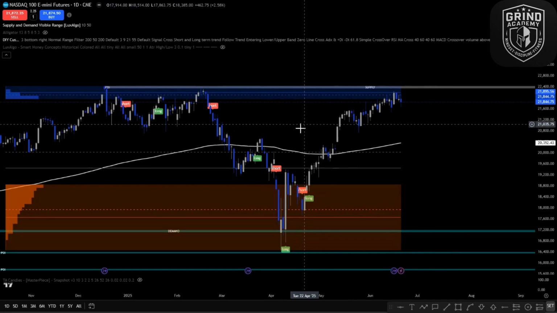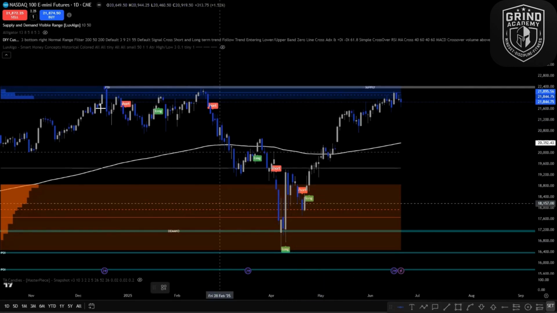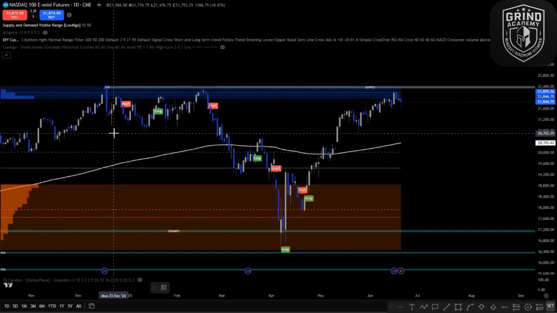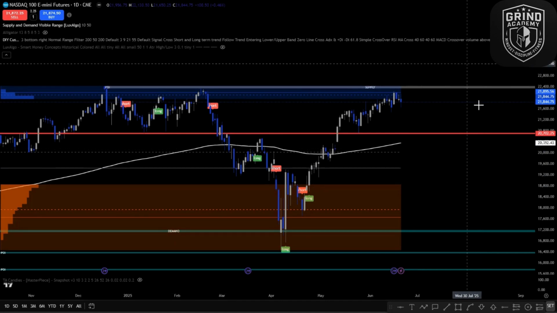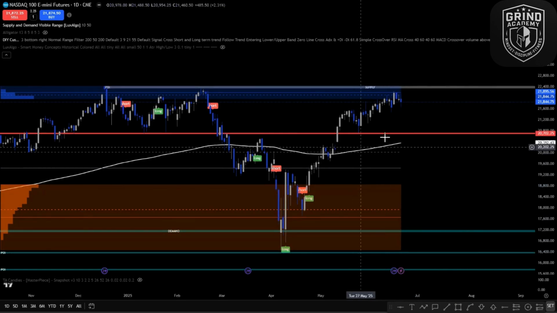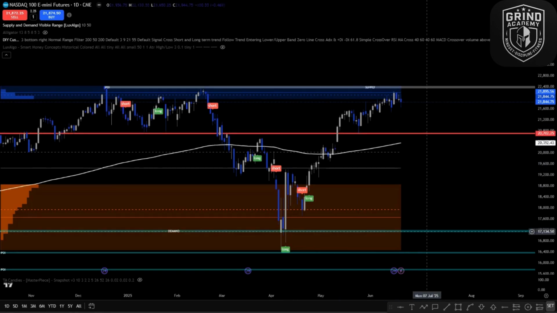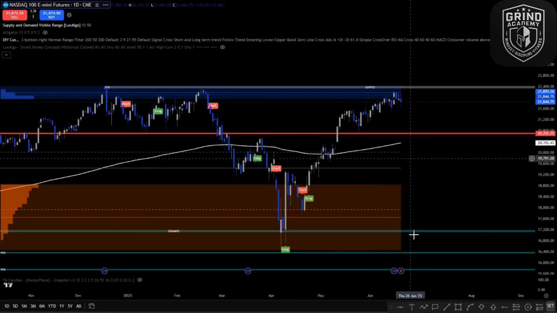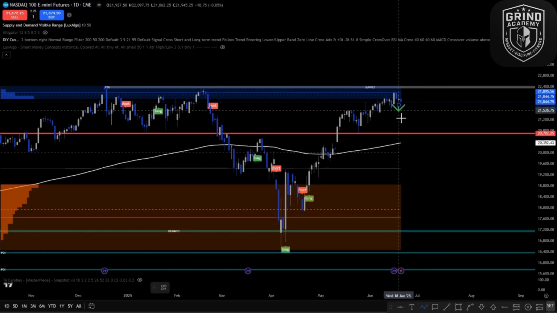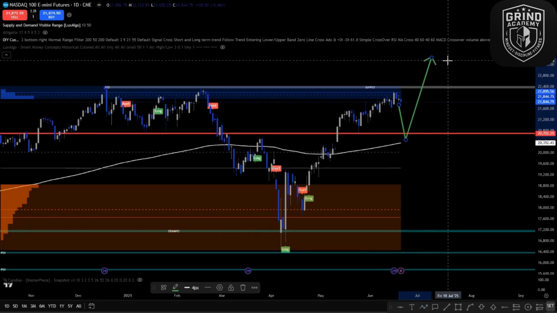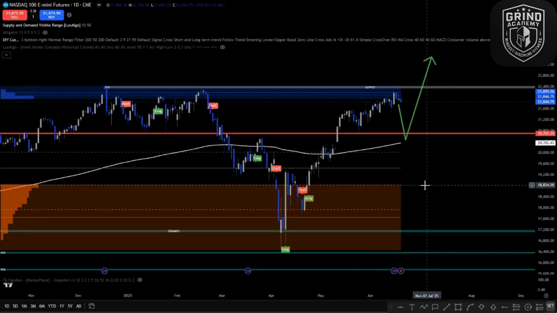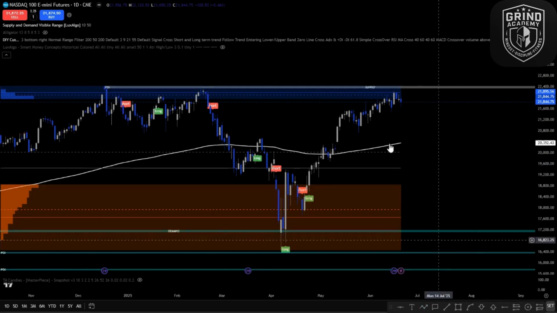So the next area I would be looking for would be here. Look left. That's what I'm looking for. That would be 22,702. 22,702 would be the next zone I'm looking for. If we get back to 22,702, I would be looking for price to maybe break and retest, or come back to the 200 and then bounce and go higher. So these are ideas that I'm seeing that price could possibly do.